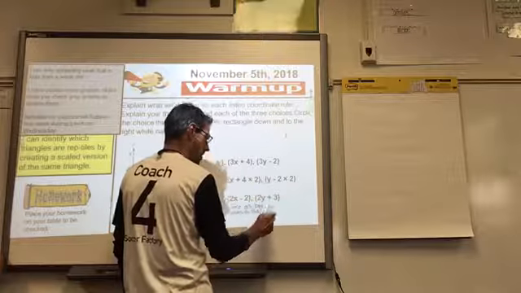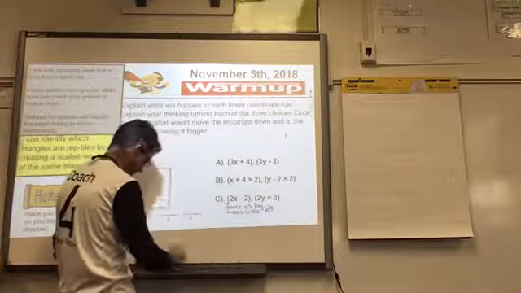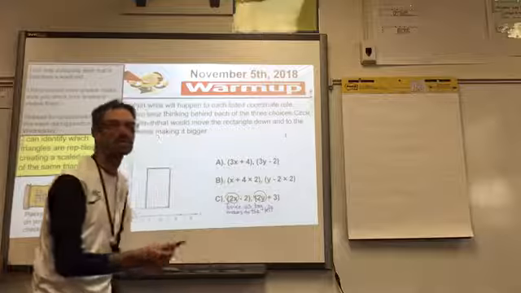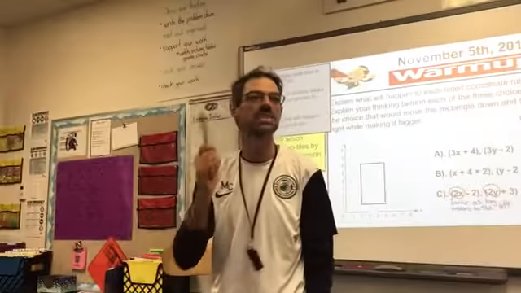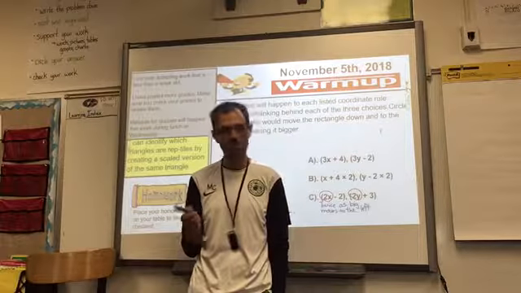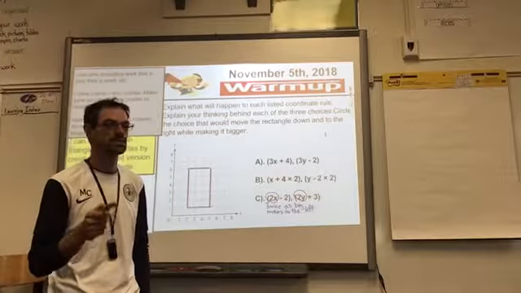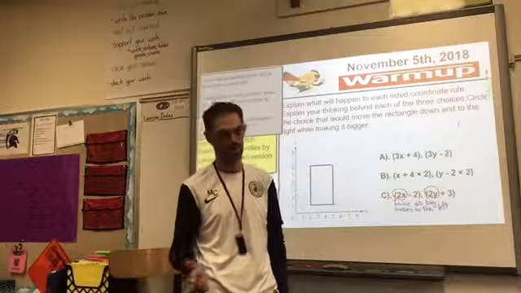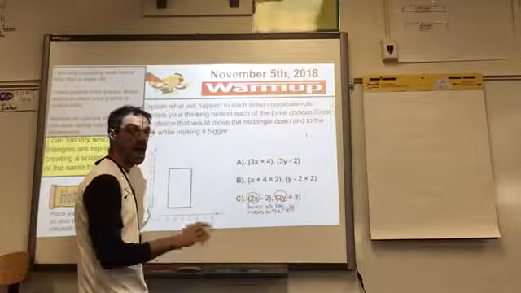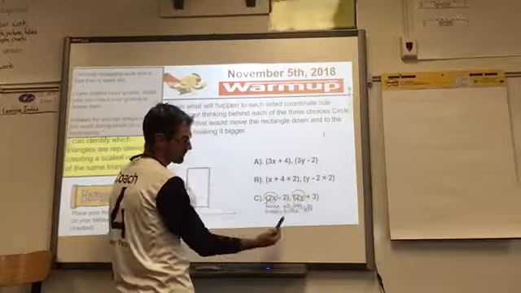So, I heard a lot of you say, this is twice as big. Reason why? Both my X and Y are being multiplied by 2. That changes my size. The only way I can change the size of an object in a coordinate plane is by multiplying my X and Y or dividing my X and Y. That will change the size. Adding only moves that object. So it's twice as big.